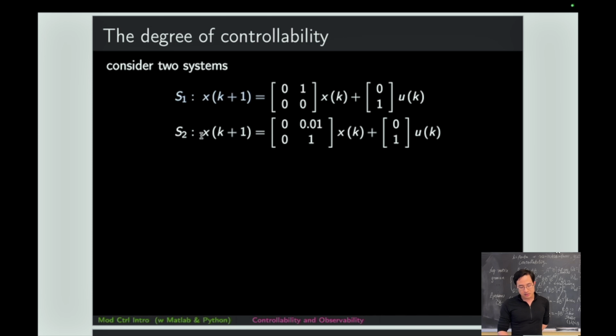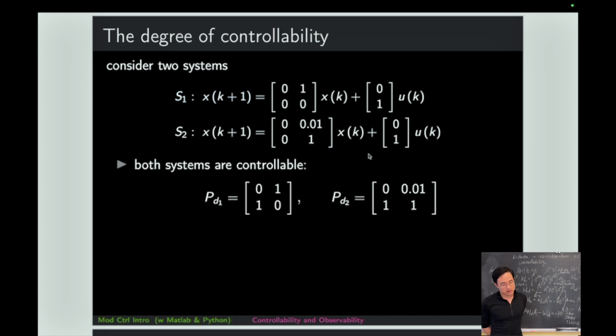And then S2 is 0.01 and 0, 1, 0, 1 in B. You can rigorously verify that they are both controllable. So you can compute the controllability matrix PD. For the first system, B is 0, 1, and then the second column is A times B, which is 1 and 0. It's full row rank, to be more specific. And then for PD2, this is the first column, the second column is this. PD2 is still full rank.